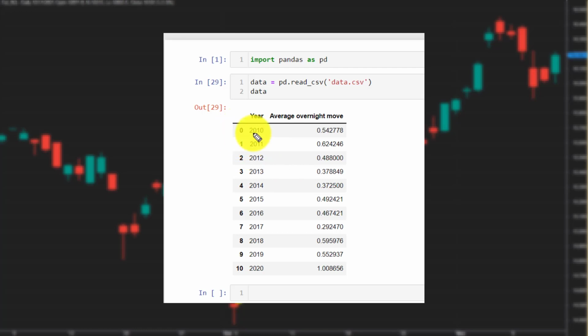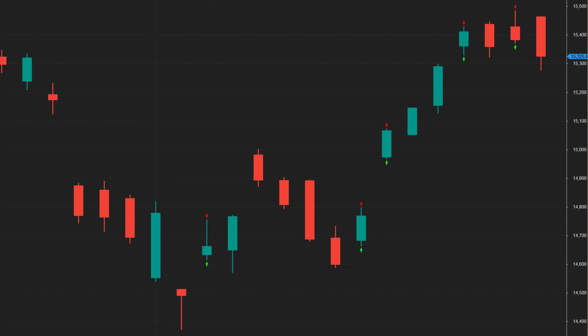I've got an extract from my Python analysis that I did on this, and what we can see here is data that shows a year starting from 2010 up to 2020, and then I have an average overnight move, and this is a percentage. We can see that in 2020 the average overnight move is pretty much double that of 2019. So I was wondering, is there any way we can capitalize on this and trade this? Let's have a look at how that may look.